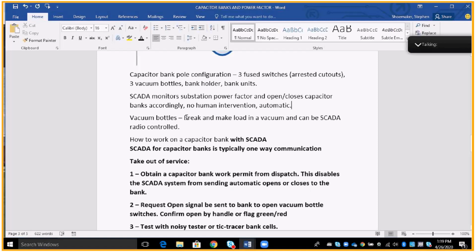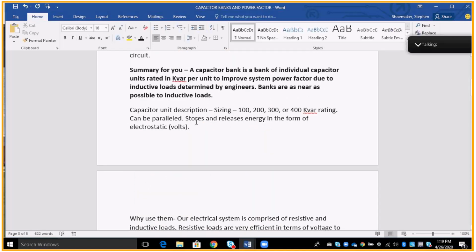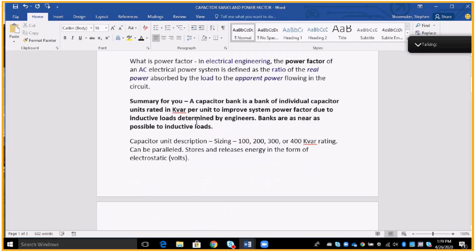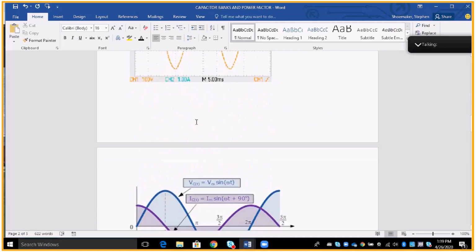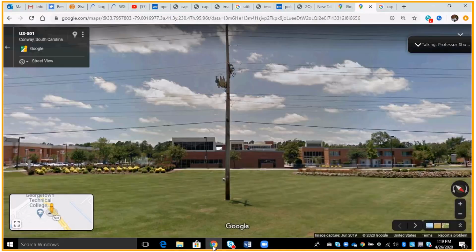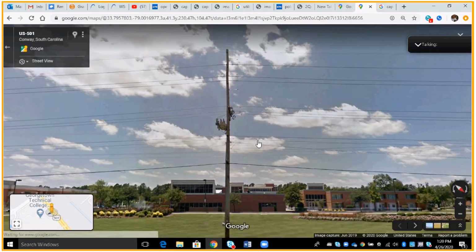Vacuum bottles break and make load in a vacuum and can be SCADA radio controlled. So we already discussed that. That's the overview of what they are, why we use them, and where they're located. And the where part, just remember this: as close to an inductive load as possible. If I have an inductive load, I want my capacitor bank as close to that inductive load as possible. It's more efficient in that location.